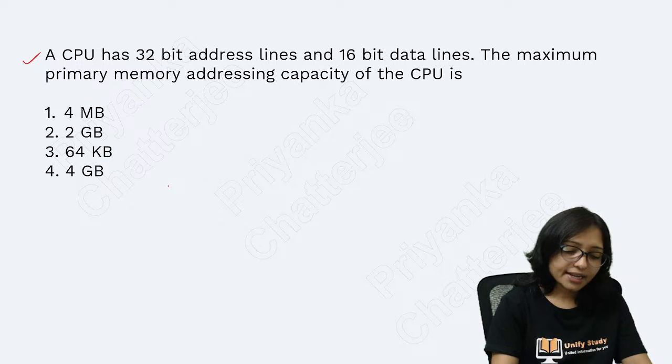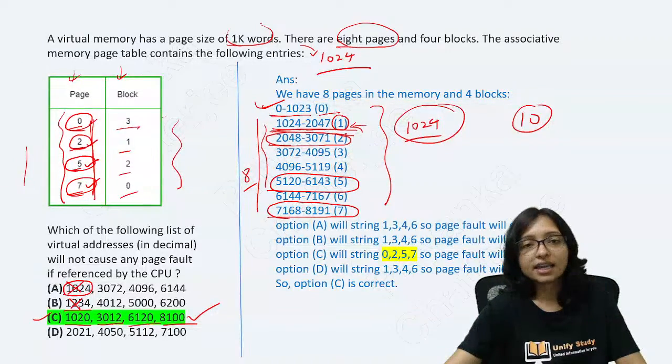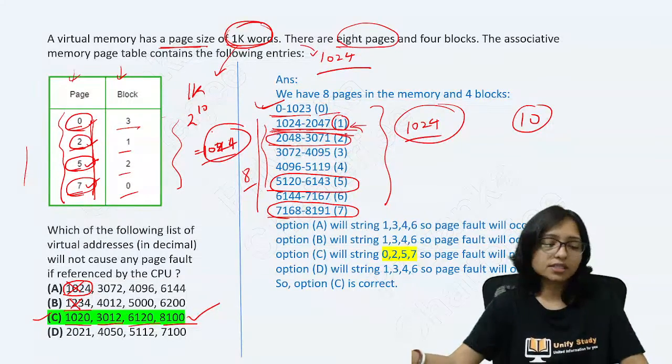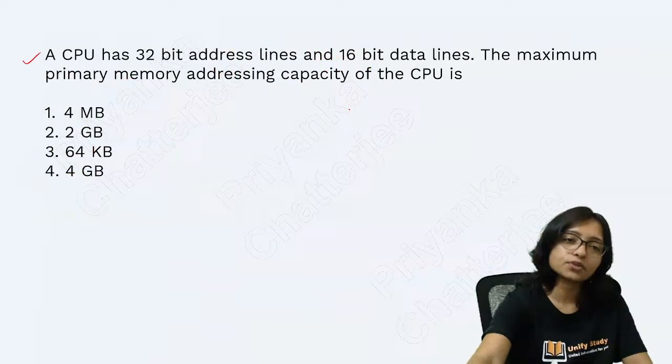Ma'am, how to select the range? Ma'am, one doubt, how that range? That is from the page size, 1 KB, 1K words. The page size is given. Each and every page accommodates 1024. 1K means 2 to the power 10, that is 1024. So each and every page can accommodate 1024. So 1024 means what? 0 to 1023. Now the next, then the next, like this way you have to do.